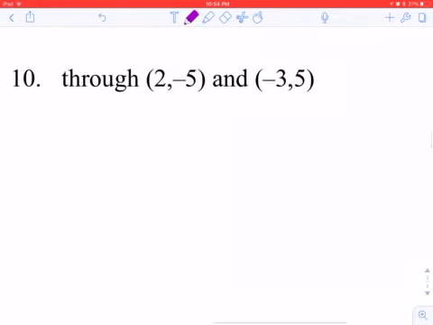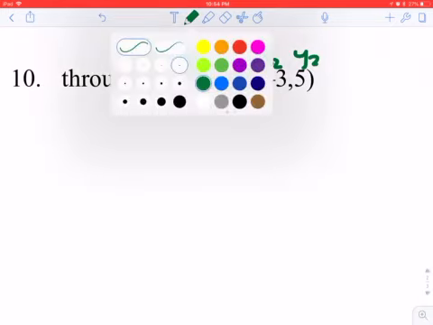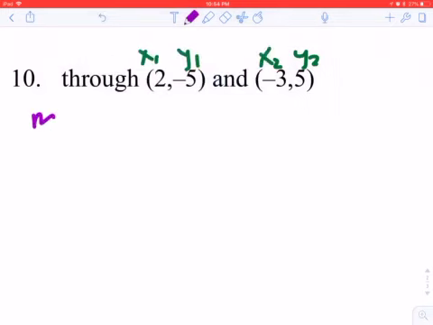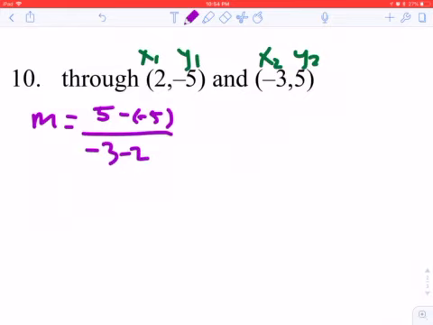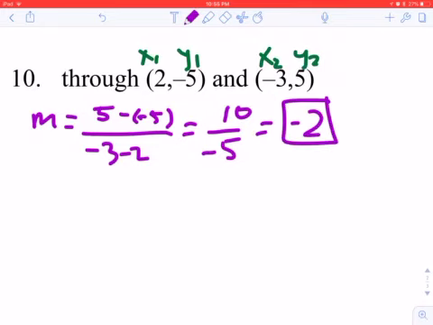Number 10, exactly the same. I get 5 minus negative 5 over negative 3 minus 2. 2 negatives becomes a positive. So I get 5 plus 5 on the top, that's 10. On the bottom is negative 5. Reduce that, it becomes negative 2 for your m.